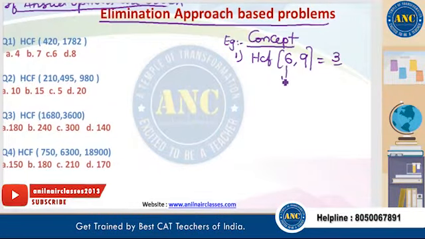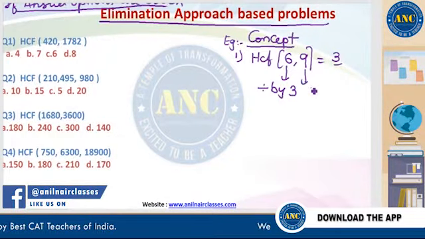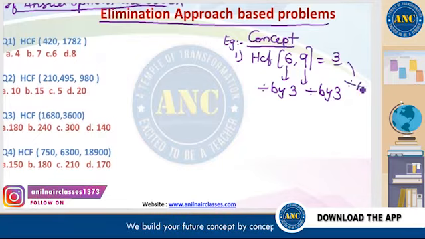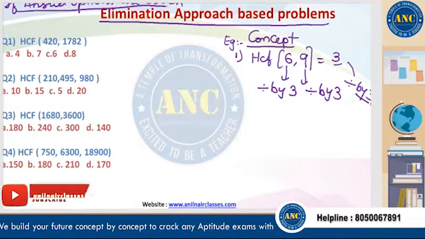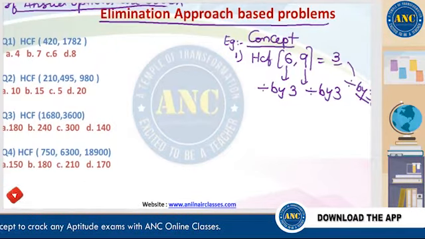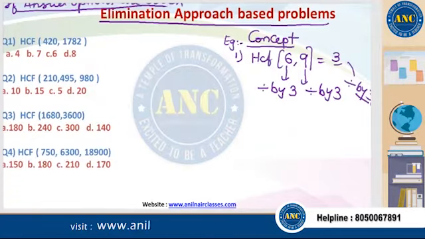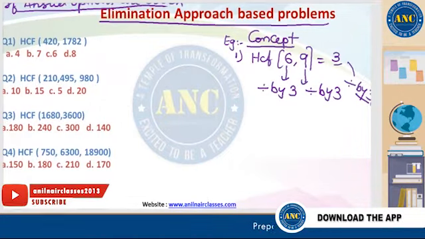Now if you observe carefully, 6 is divisible by 3, 9 is divisible by 3, and 3 is also divisible by 3. If I take 2 numbers which are divisible by 3, the HCF of those 2 numbers, the answer also will be divisible by 3. HCF of any 2 numbers which are divisible by k, the answer also will be divisible by k. Are you all with me?